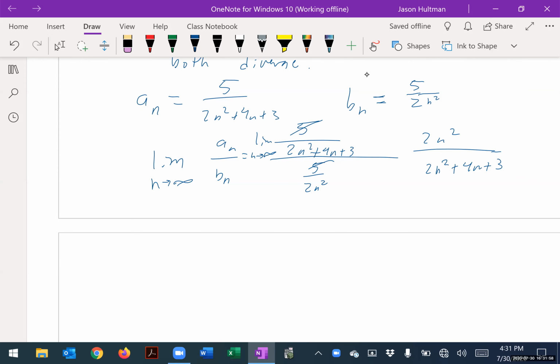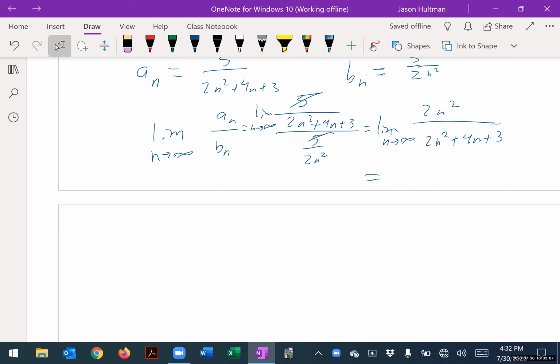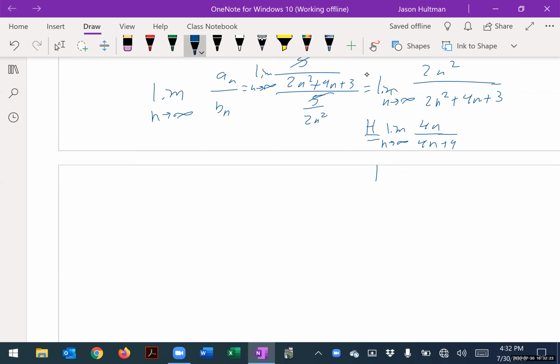This is a limit as n goes to infinity. We could do L'Hopital's rule on this if we really wanted to. We could say that this is going to be 4n over 4n plus 4, limit as n goes to infinity. And then we can do L'Hopital's again, and this becomes the limit as n goes to infinity of 4 over 4, which is 1.